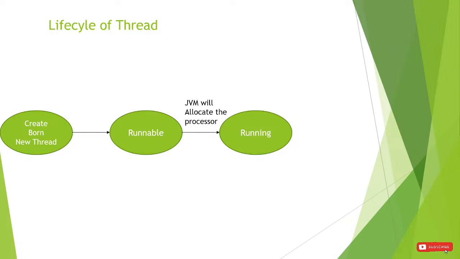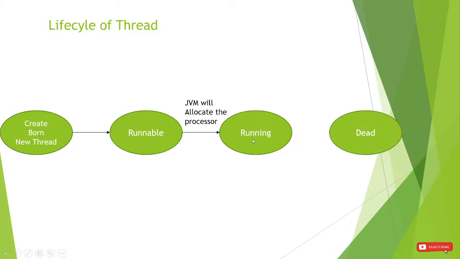The first step is to create a new thread, then it goes into the runnable phase, and then into the running phase. It moves from runnable to running when the JVM allocates the processor to the thread. Inside the runnable phase, the thread is in the ready state, but it is not in the execution state. The thread is in the execution state when it is in the running state.